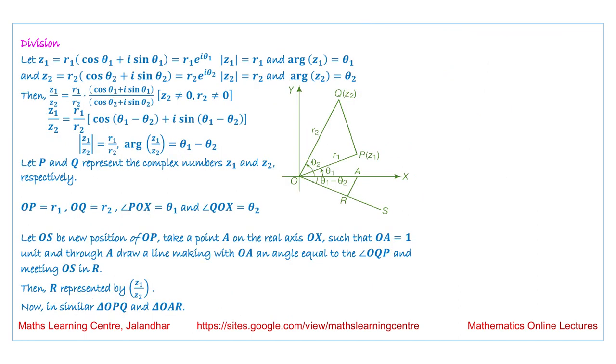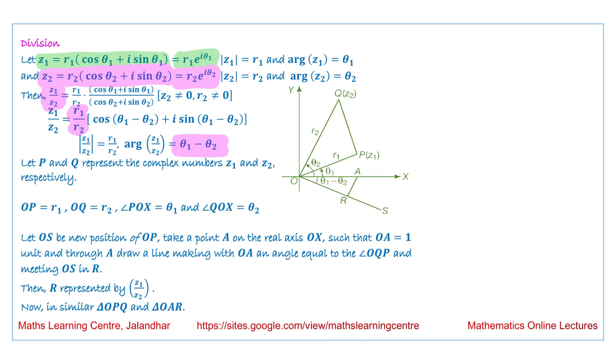Next we have the division of complex numbers. Again we have two complex numbers. One is Z1, whose representation is R1 e raised to the power iota theta 1. Second is Z2, whose representation is R2 e raised to the power iota theta 2. We are calculating Z1 by Z2, and we know that for Z1 by Z2 the mod will be R1 by R2, and the argument will be theta 1 minus theta 2.